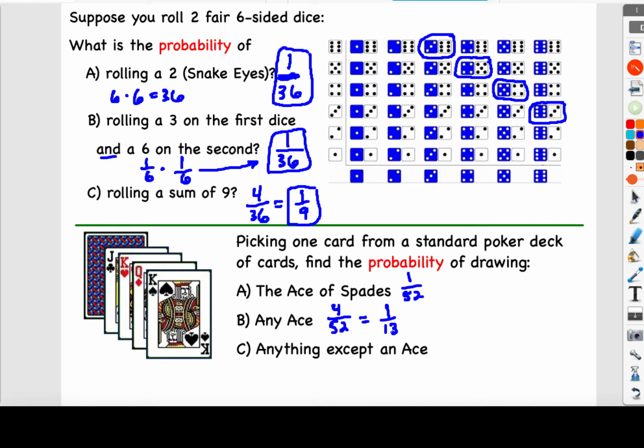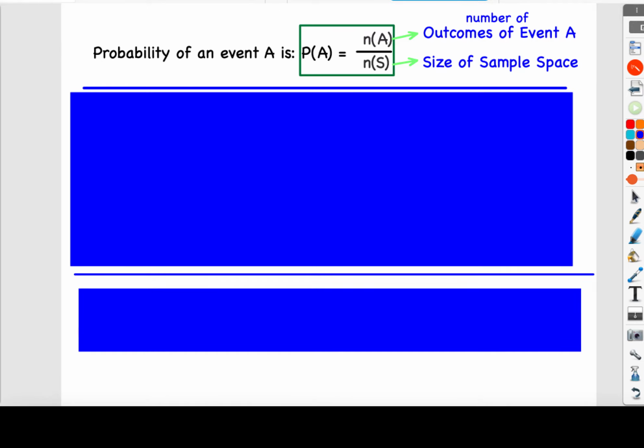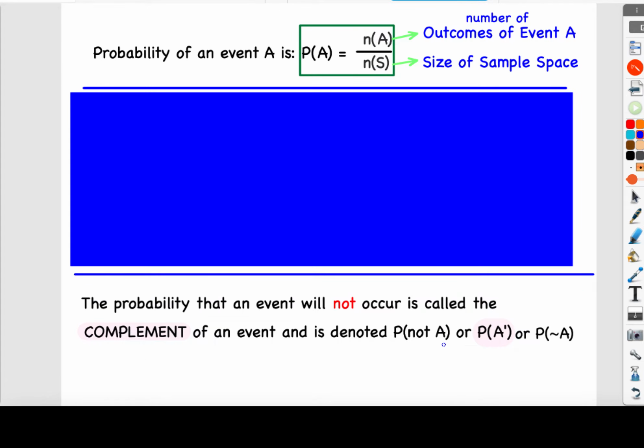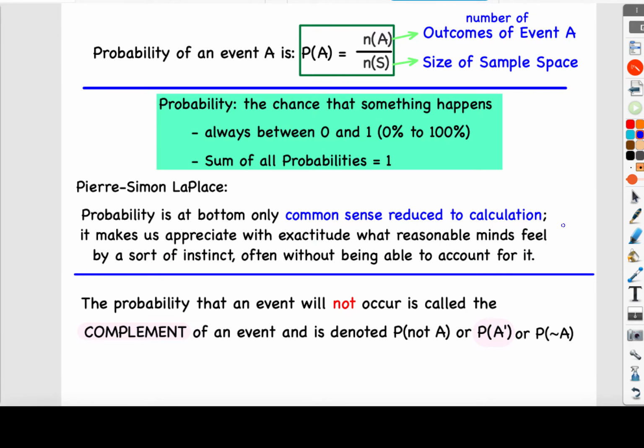Anything except an ace. Well, in that case, what we're going to use is what's called the complement. Let's jump to our next screen here. The complement of an event is essentially the probability that an event won't happen. And since all probability decimals fall somewhere between 0 and 1, the sum of all possible probabilities has to add up to 1, right? It has to be 1.